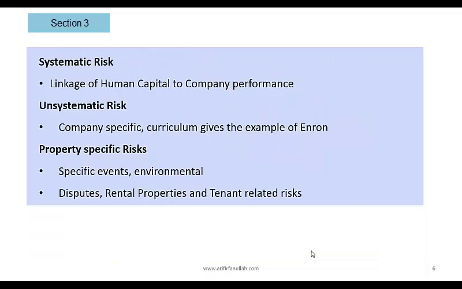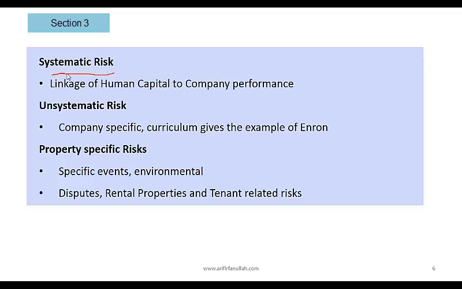Okay, there are three categories of risks that are associated with concentrated holdings. The first event, and let me put in some examples here, is a systematic risk. Now we all know that systematic risk is a function of the capital asset pricing model. Okay, we are looking at market risk. This is a risk that cannot be diversified away.